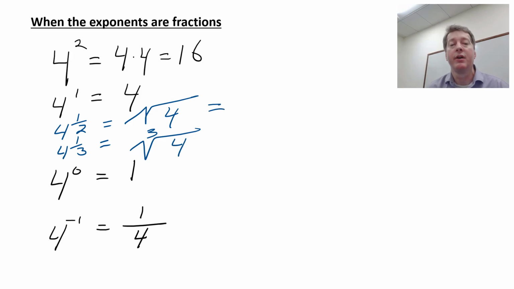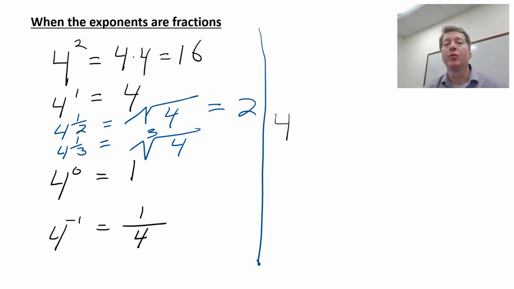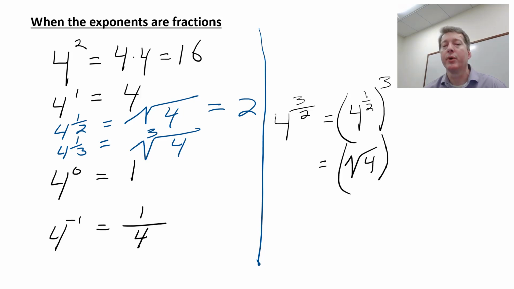So 4 to the 1/2 is 2. 4 to the 1/3, the cubed root of 4, is not something you need to try to memorize. But that's what fractional exponents are about. We will talk about roots in another video, but fractional exponents are really roots. Suppose you had 4 raised to the 3/2. Well, that is the same as 4 to the 1/2 cubed. You multiply the exponents. 4 to the 1/2 is the square root of 4. So the square root of 4 cubed, that's the same as 2 cubed, and 2 cubed is 8.